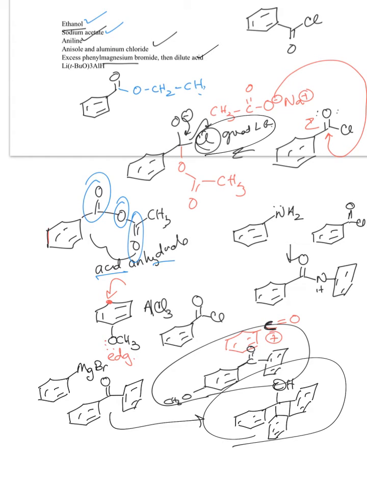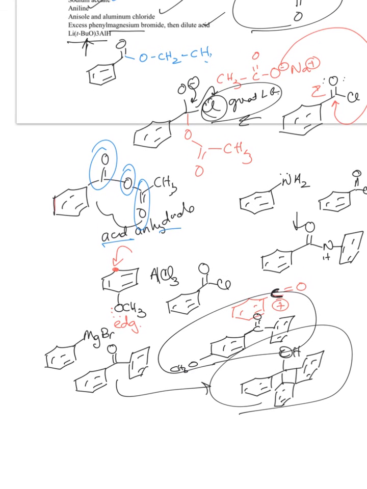Okay, and the next one, the last one, is tributoxy aluminum hydride with an acid chloride. And that's like DIBAL, right? So when you take an acid chloride with DIBAL or some other mild reducing aluminum reagent, like DIBAL or this tributoxy, you're going to get the aldehyde. So this makes benzaldehyde.